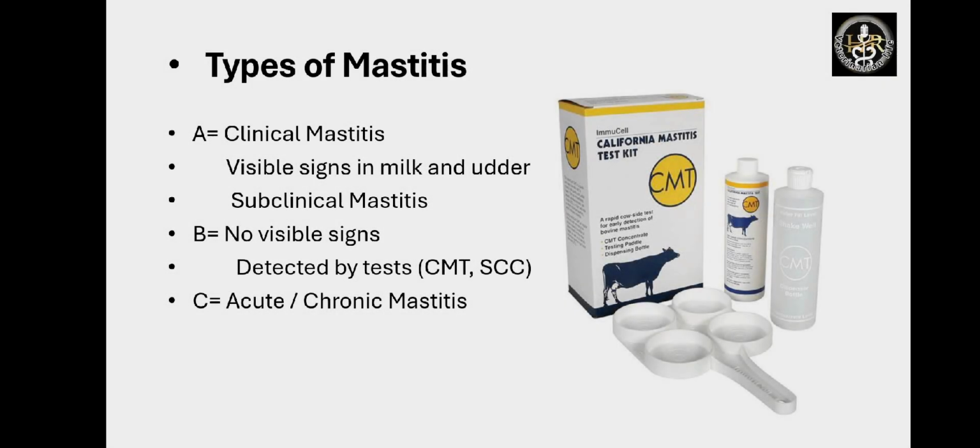Mastitis can be classified into different types. Clinical mastitis shows visible signs in milk and udder. Subclinical mastitis does not show visible signs and can only be detected by tests like CMT or SCC. Mastitis can also be acute or chronic, depending on the severity and duration of infection.